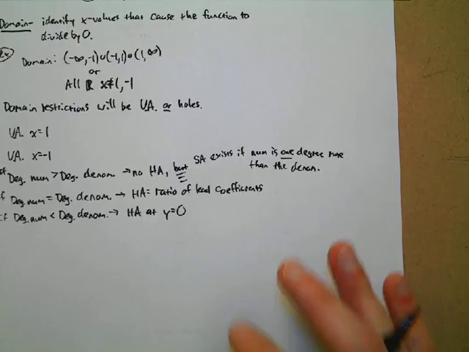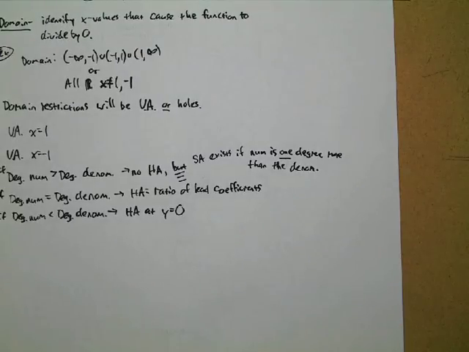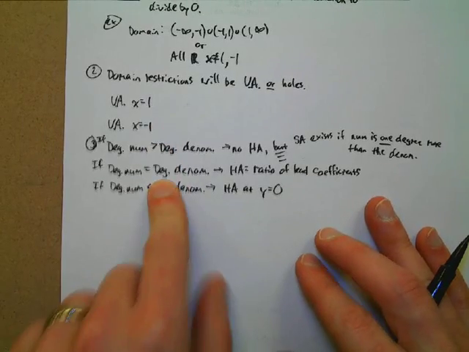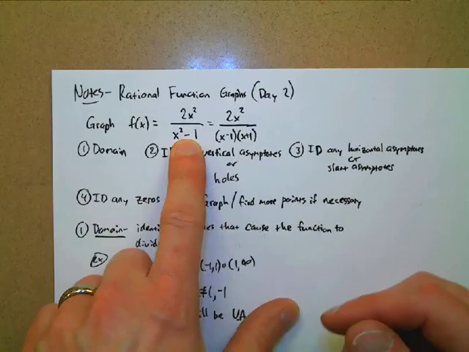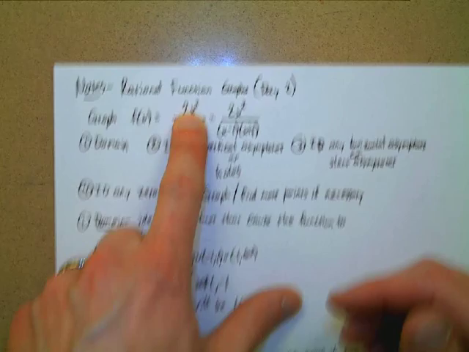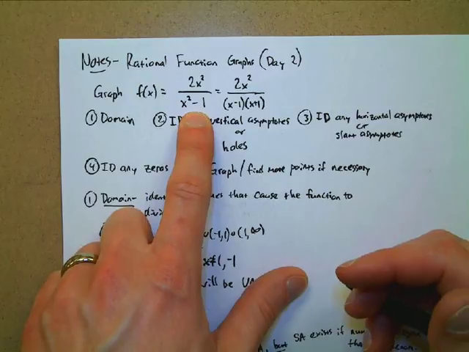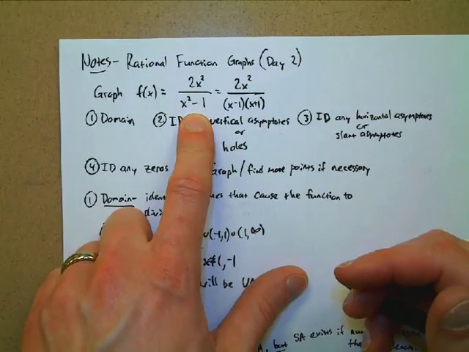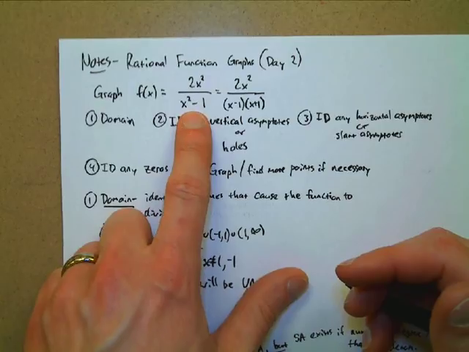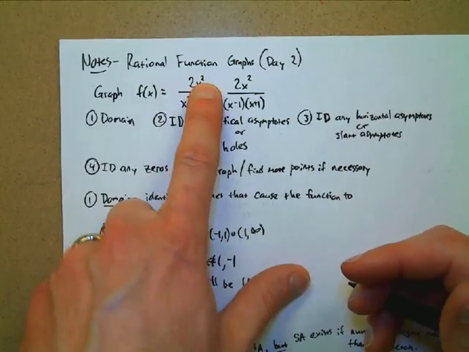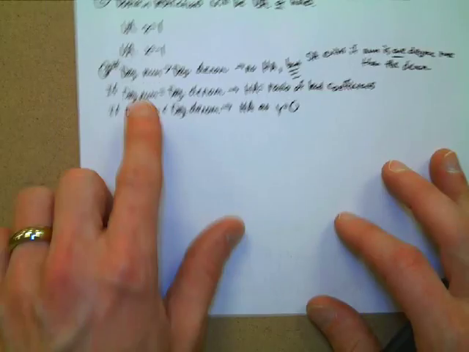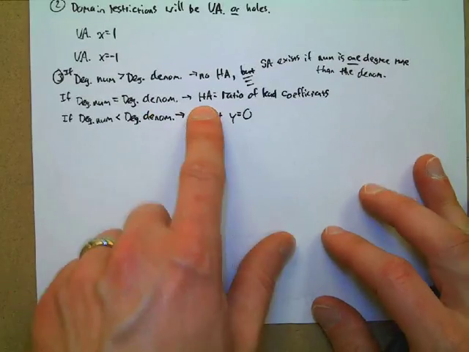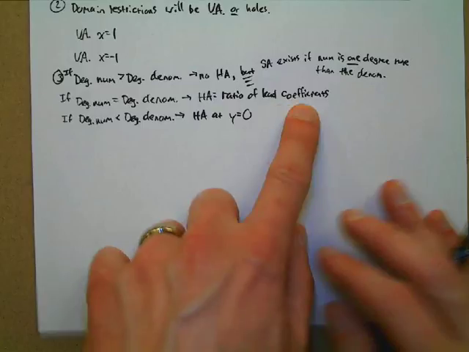Okay. So with these rules, let's take a look at our degrees. What is the degree of the numerator? 2. What is the degree of the denominator? What's the highest power in the denominator? 2. So the degree on the top is 2, the degree on the bottom is 2. That means the degree of the numerator is equal to the degree of the denominator. The horizontal asymptote exists, and it's the ratio of the lead coefficients. The lead coefficient in the numerator is 2, in the denominator is 1. So it's 2 over 1. So we have a horizontal asymptote at y equals 2.